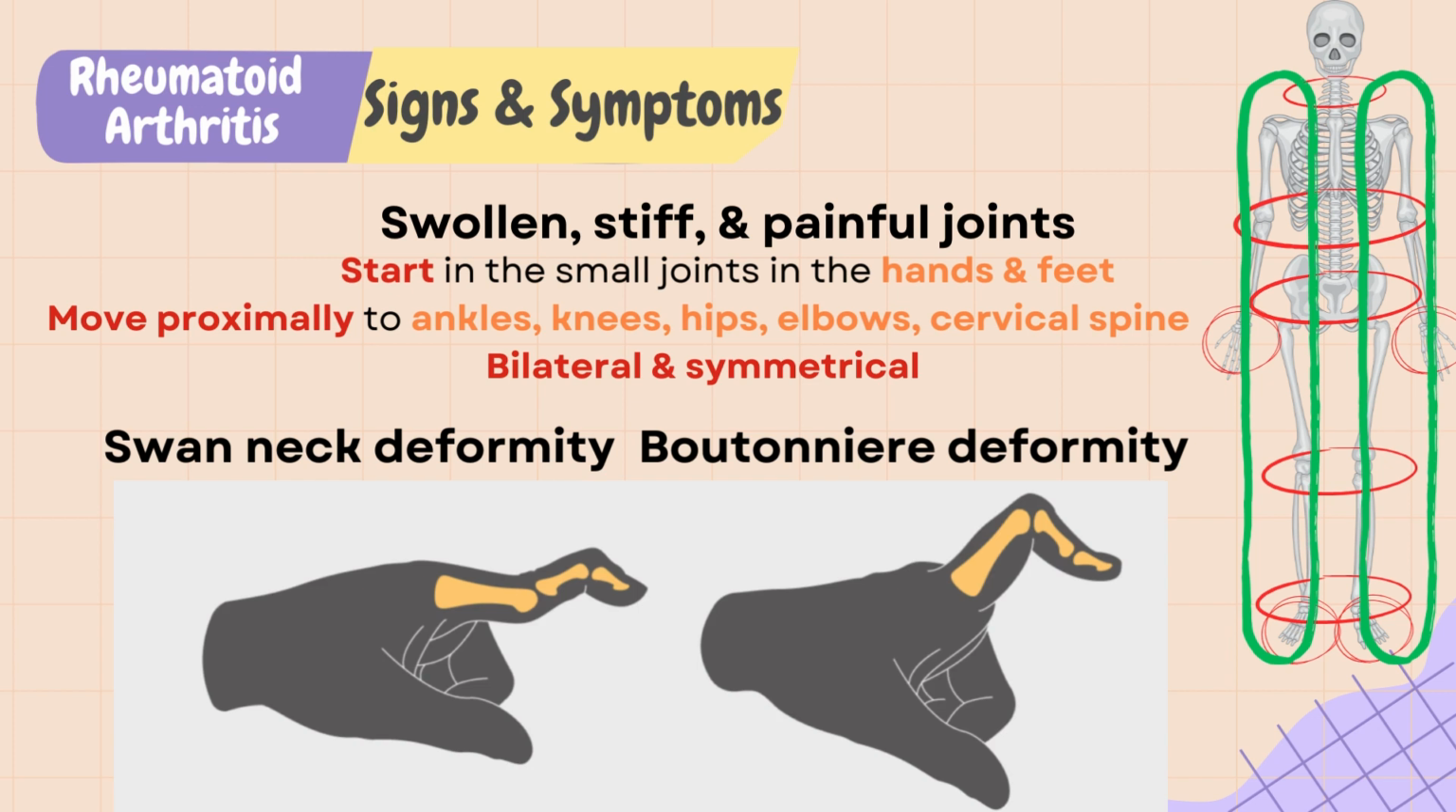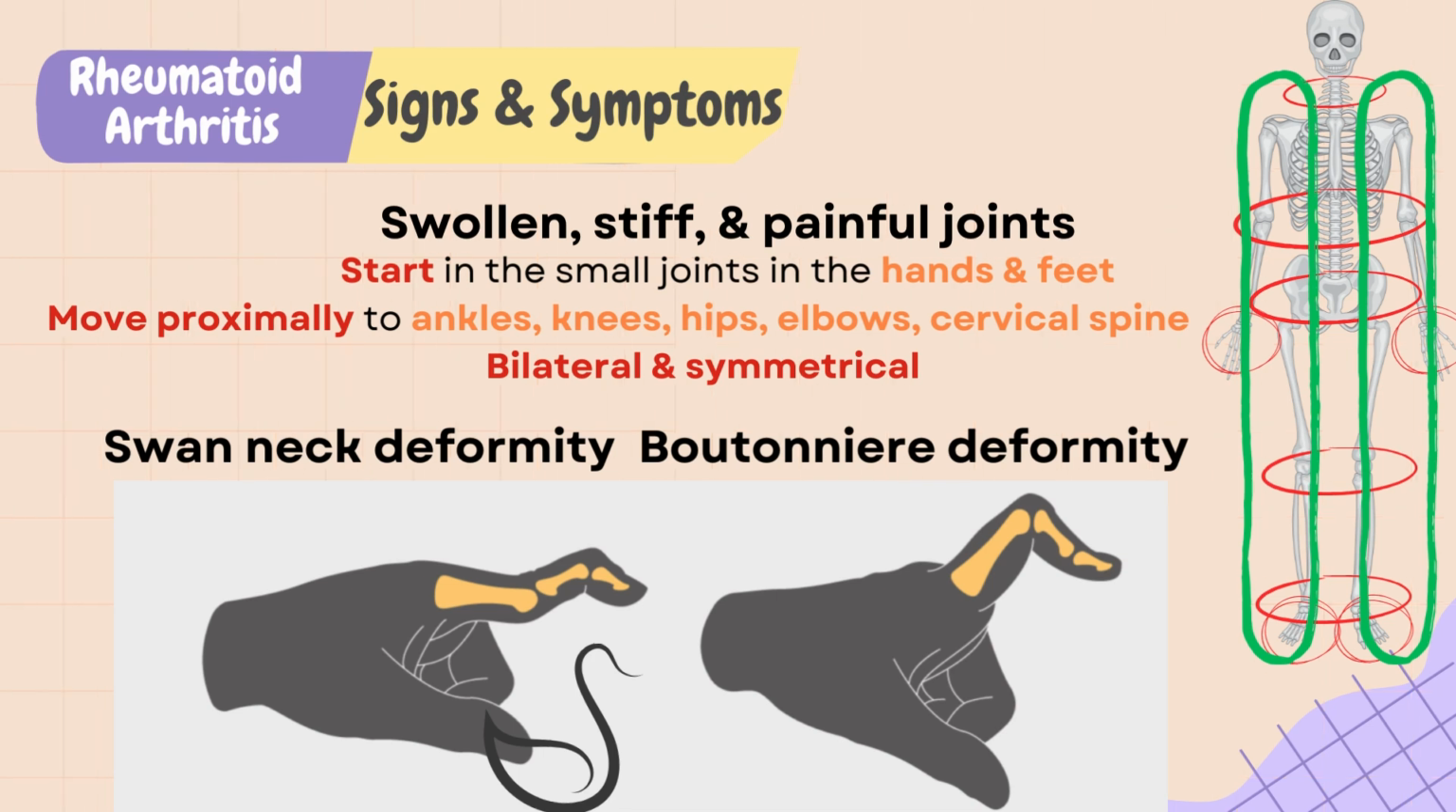With swan neck deformity, there is flexion at the DIP, or the distal joint, and hyperextension of the PIP, or the proximal joint, making it look like a swan with a long neck. With boutonniere deformity, it is reversed. There is flexion of the proximal joint and hyperextension of the distal joint.